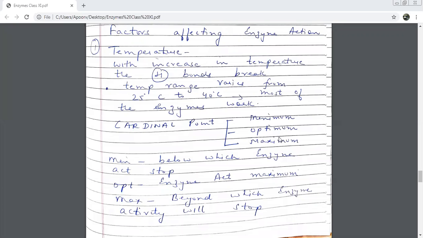And the maximum is the point up to which it can work. If the temperature goes higher than that, then what will happen? The enzyme will again become inactive. So how many kinds of cardinal points do we have? Three types: minimum, optimum, maximum. Supposing there is an enzyme, I tell you 15 degrees is its minimum cardinal point. So if I make it 12 or 13, will it act? Will it be active? No, it will become inactive.